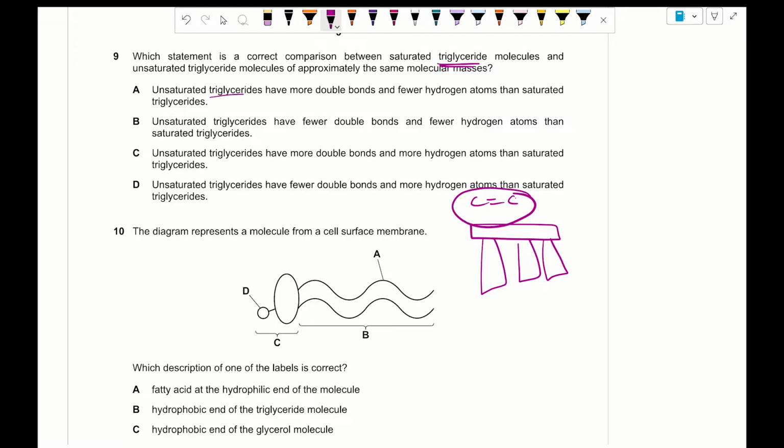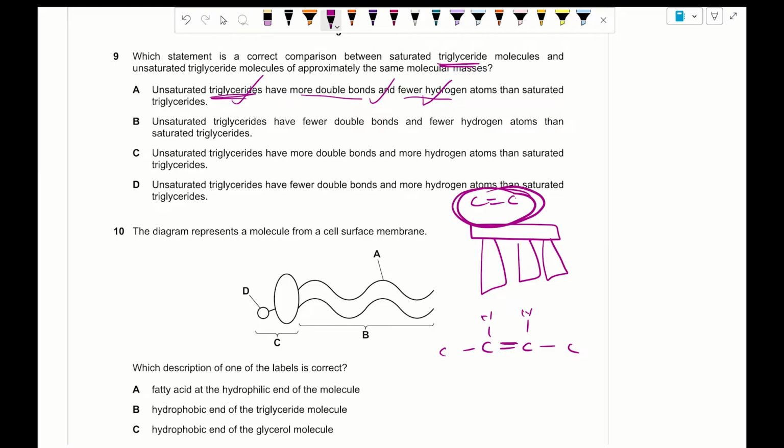A. Unsaturated triglycerides have more double bonds and fewer hydrogen atoms than saturated triglycerides. These 2 points are correct. The reason for that is because we said unsaturated triglycerides have double bonds and they do have fewer hydrogen atoms. Why is that? It's because when we remove a carbon single bond and form a double bond, what we are doing is that we must remove the hydrogen atoms because carbon can only form 4 covalent bonds.